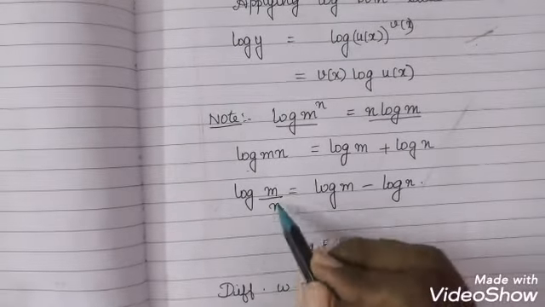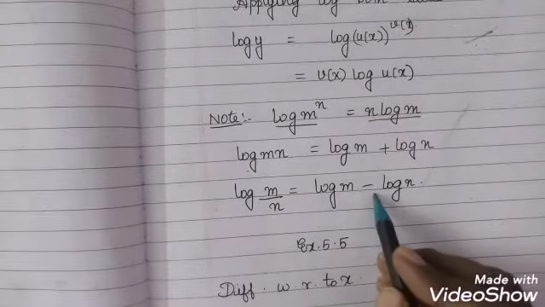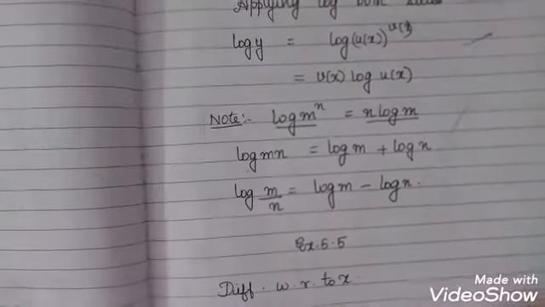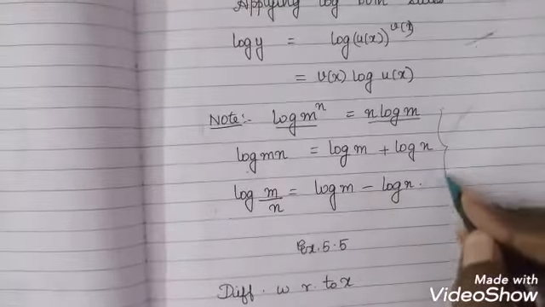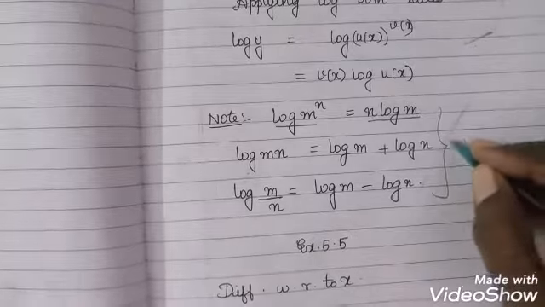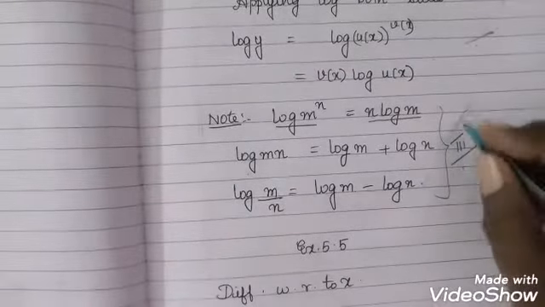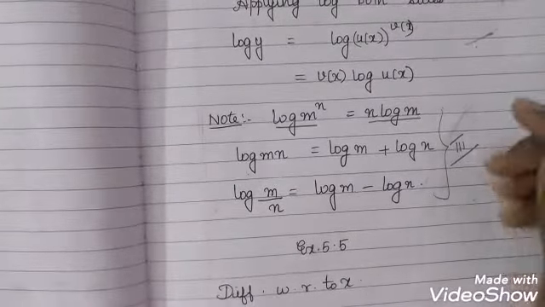What is log of m by n? It is equal to log m minus log n. So these are the three basic logarithmic rules which you would have studied in your lower classes.